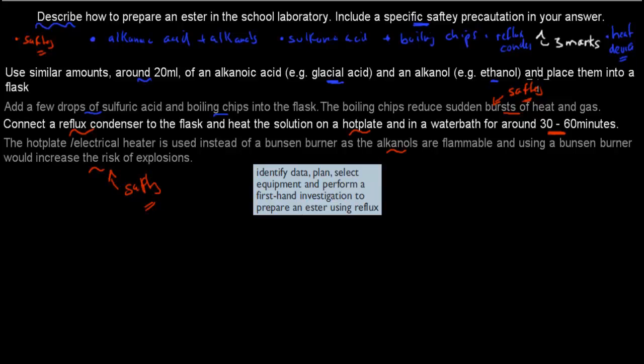Because it's only worth 3 marks, it can be a quite brief description, just going over the main points you should need to go through for that experiment. The experiment you've done would have been this one. Identify data, plan, select equipment, and perform a first investigation to prepare an Ester using reflux. And 3 marks, so you would have gotten a mark for mentioning a safety precaution, and the other 2 marks are just for correctly identifying the procedure of how to make an Ester in the school laboratory.